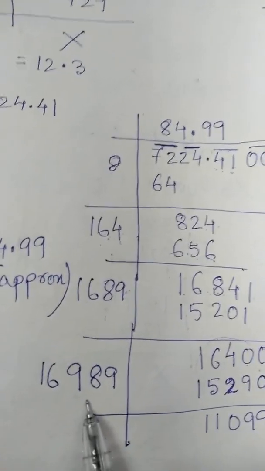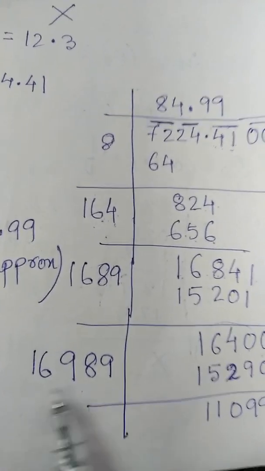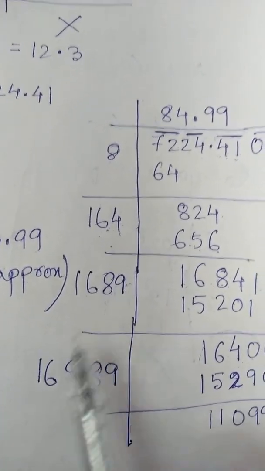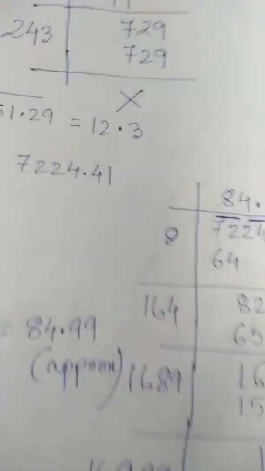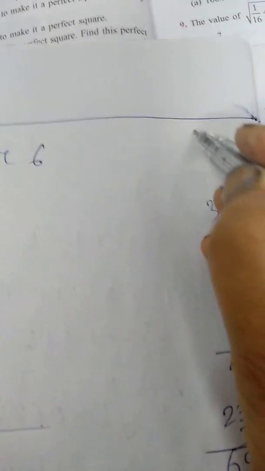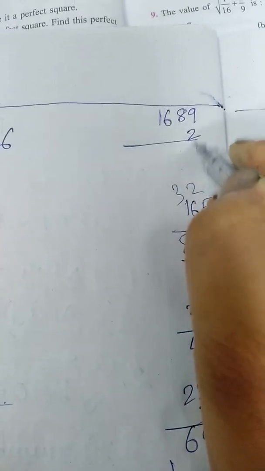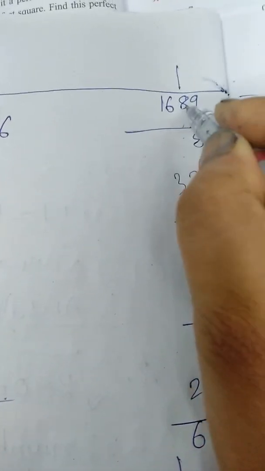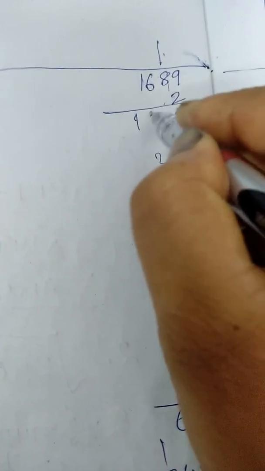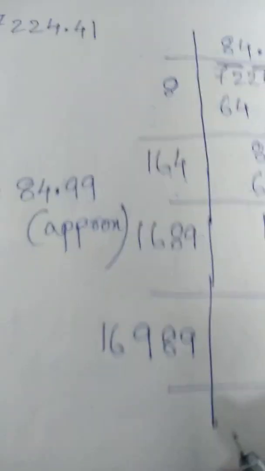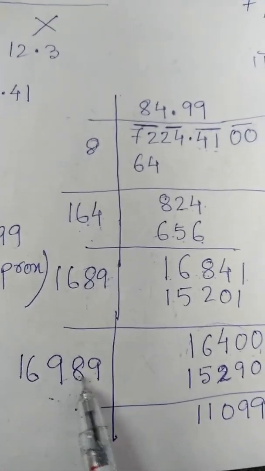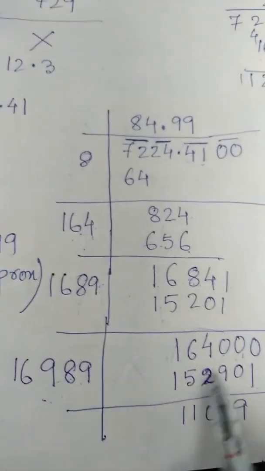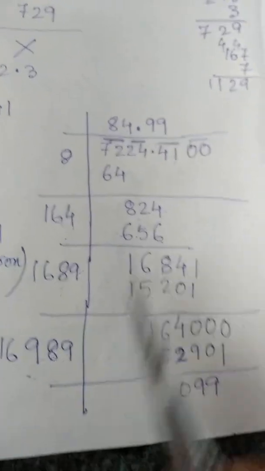Now come to this part. 1689 into 2: that means 9 into 2 is how much? 18, isn't it? Here I am showing you, 1689 into 2: 2 nines are 18, carry 1. So 8 plus 1 is 9, and it becomes 1698. Now along with that, what number will I multiply so that I get this one? So again 9. 9 nines are this much.